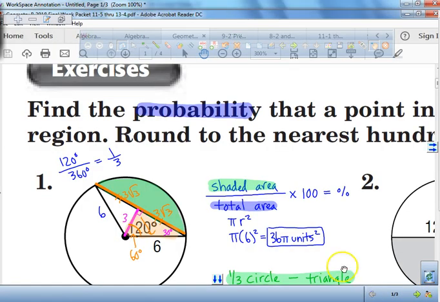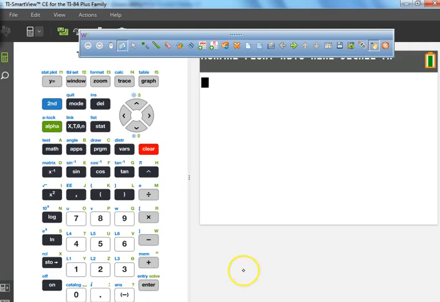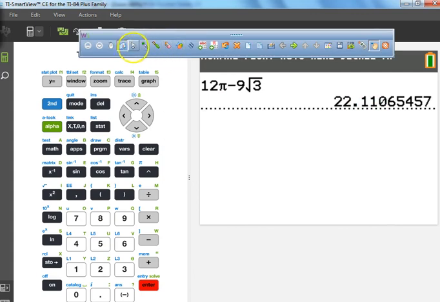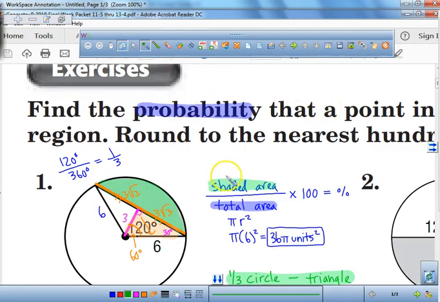Now let's go back to our calculator. We're going to do 12 pi minus 9 radical 3, which gives us 22.11 units squared. Now, what does that represent? That represents the area of the shaded region. We'll put right here, put 22.11.